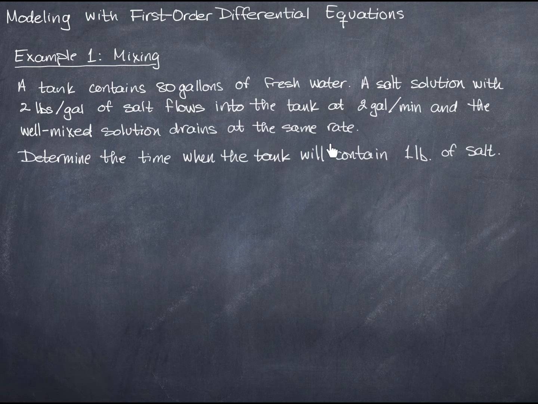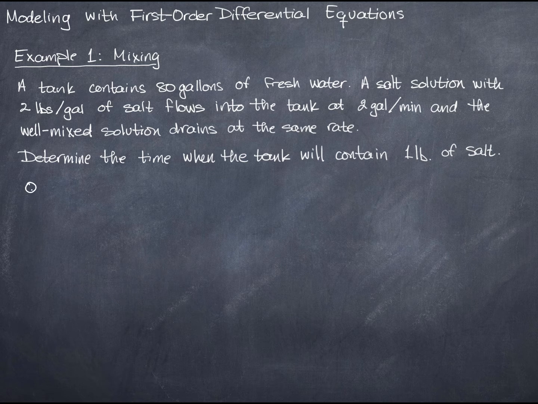And then the solution drains out at the same rate as it comes in. Okay, so it's coming into the tank at 2 gallons per minute. It's also going out of the tank at 2 gallons per minute. And what we're going to be looking for here is the amount of time it takes to get the tank to a place where it contains exactly 1 pound of salt. In order to do this, we need to have an equation that models the situation, and then when we solve the equation, we'll have the answer to our question.